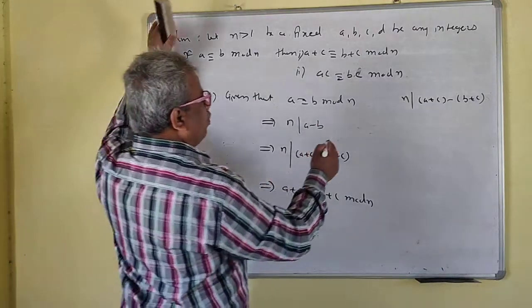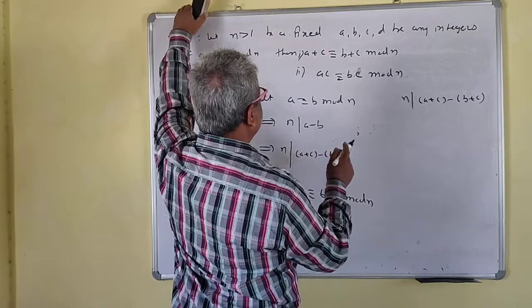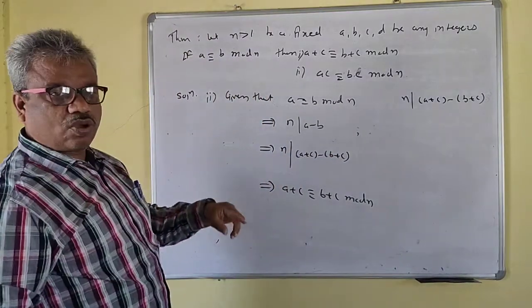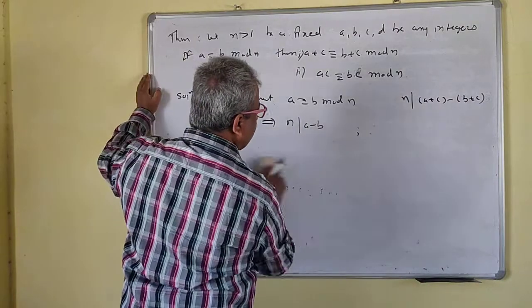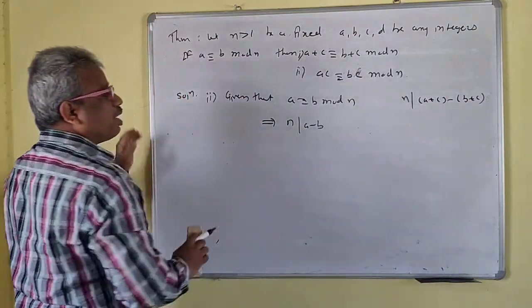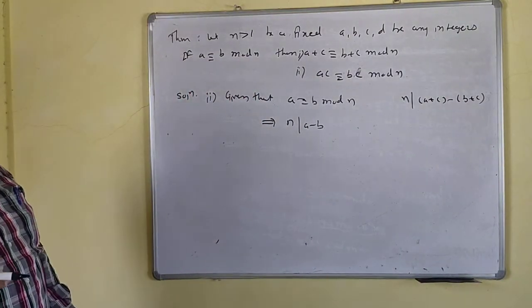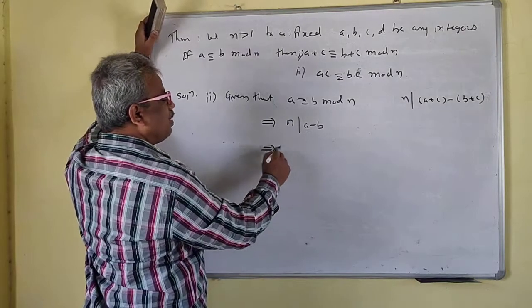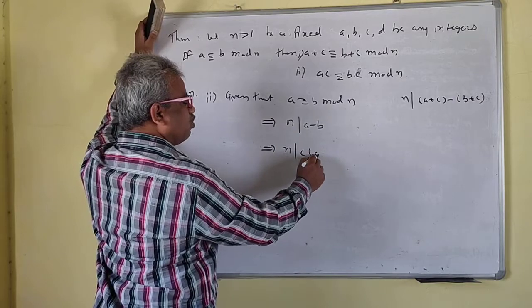Okay, so we'll prove the second one: AC is congruent to BC mod N. What is given? A is congruent to B mod N, that means N divides A minus B. I can multiply by C here now: N divides C times (A minus B).